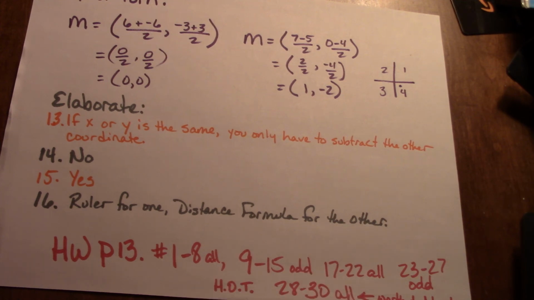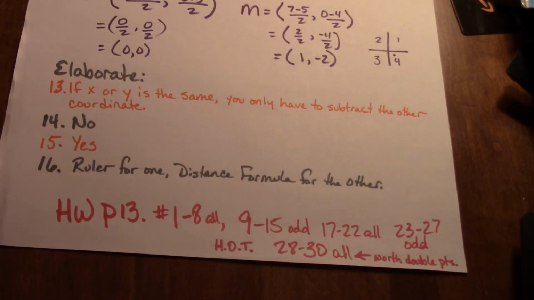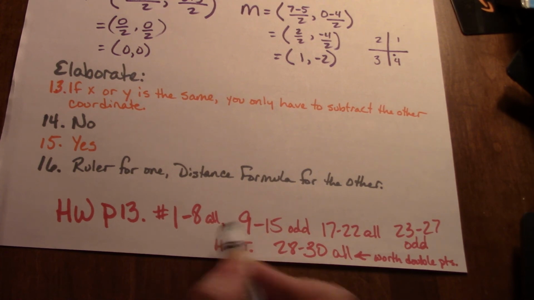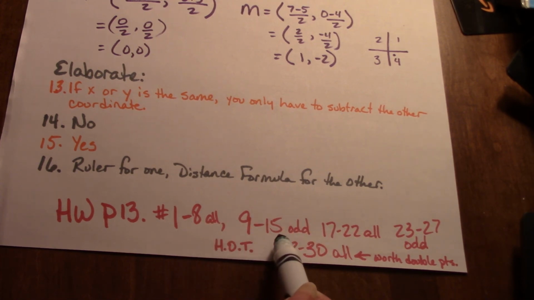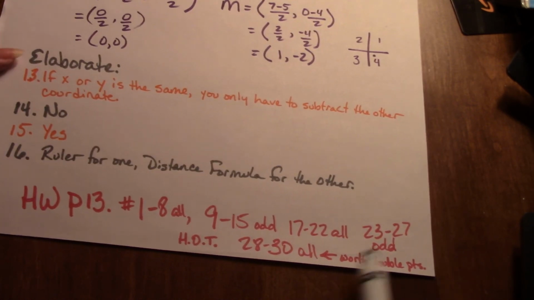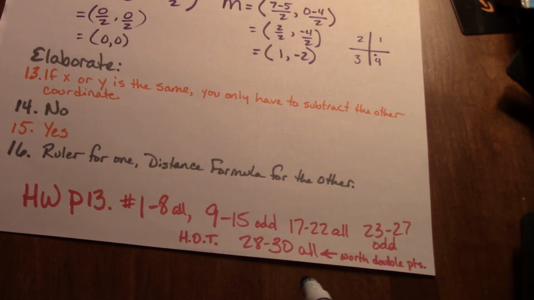So your homework starts on page 13. You're going to do numbers 1 through 8 all, and 9 to 15 odd, and 17 to 22 all, and 23 to 27 odd, and 28 to 30 all. And these last 3 are worth double points. So please be thorough with them because they're more in-depth questions.